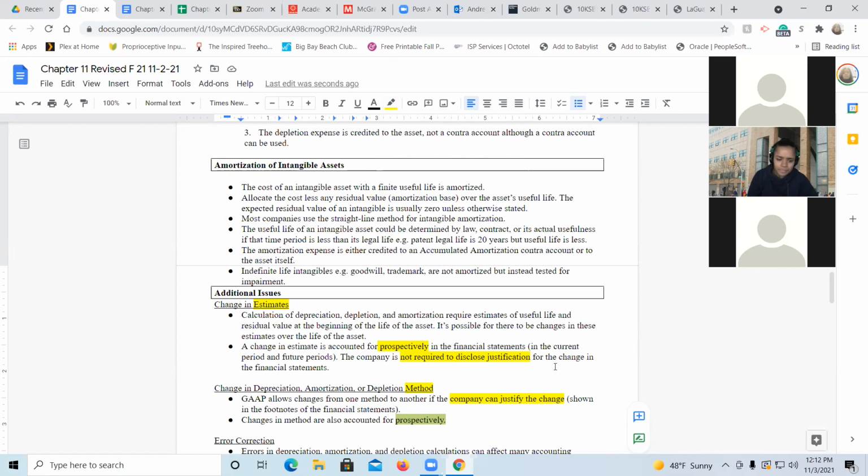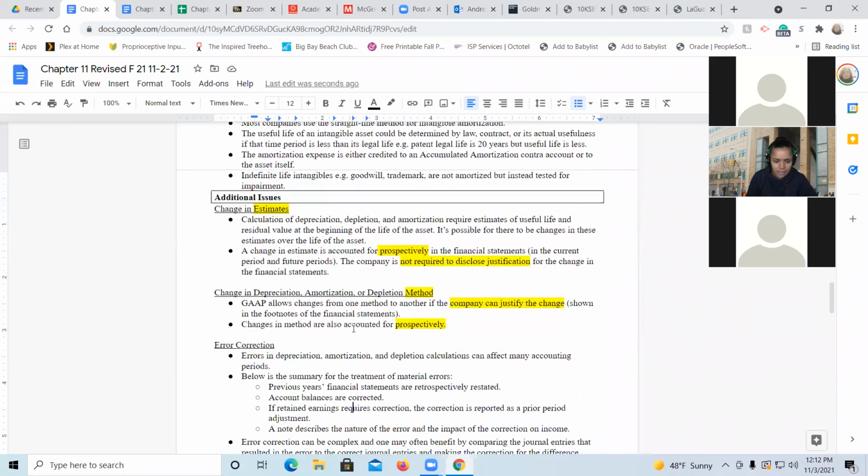All right, so we will do examples on change in estimates. The change in the method examples, as long as you know how to do the methods, we don't have to go through a change in method. You do need to know, though, that both of these, the changes happen prospectively. And this one does not require justification, and this one does.